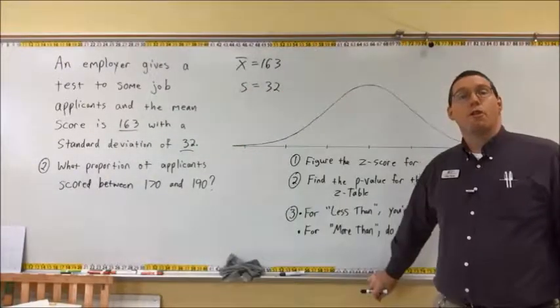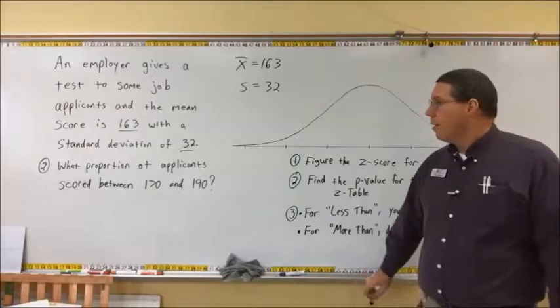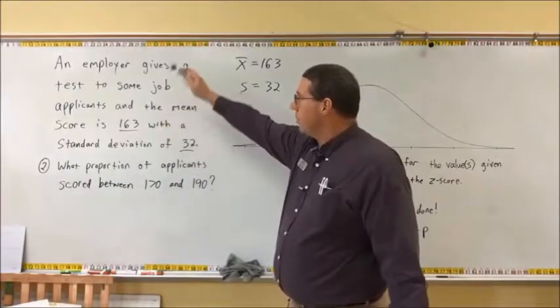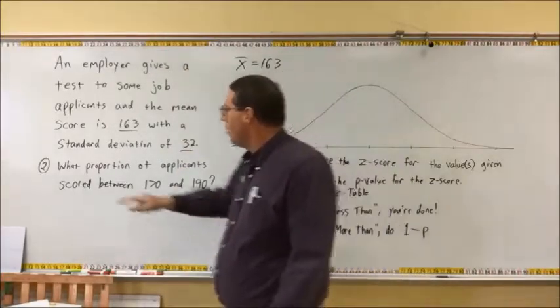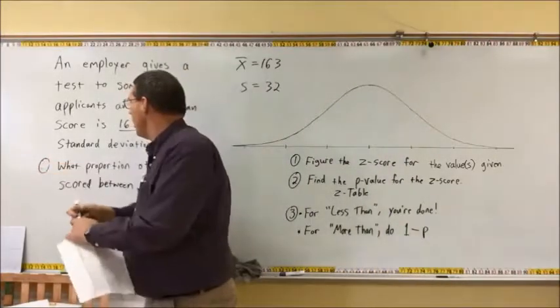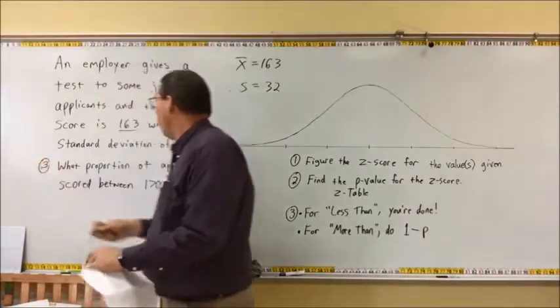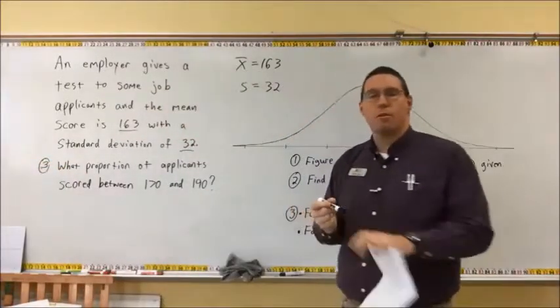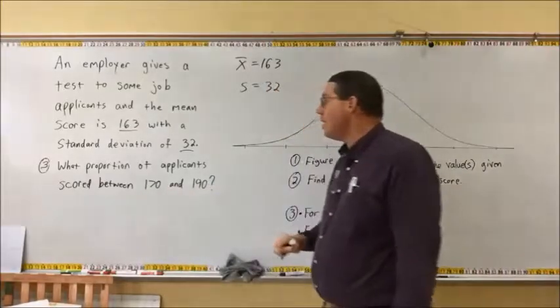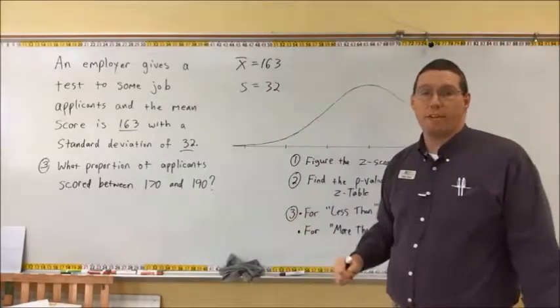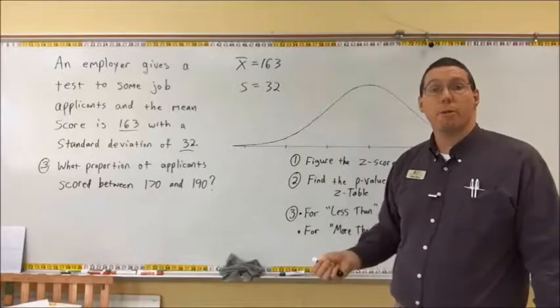All right, so now here's the third kind of question. We got the same situation. We got the employer given the test. We got the same mean, the same standard deviation. But now question 3 is, what proportion of the applicants scored between 170 and 190? Between 170 and 190. Okay, so now it's a between question.